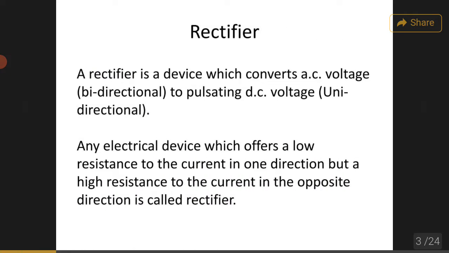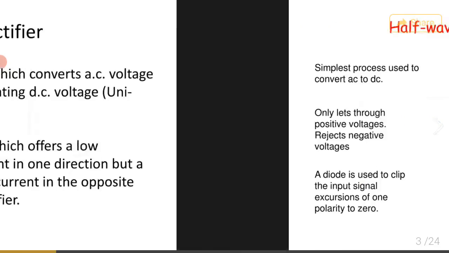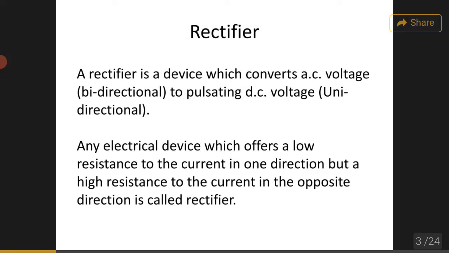First, what is a rectifier? A rectifier is a device which converts an AC voltage to the DC voltage. The AC voltage which is bidirectional is converted to the pulsating DC voltage, unidirectional. Any electrical device which offers a low resistance to the current in one direction but a high resistance to the current in the opposite direction is called a rectifier.